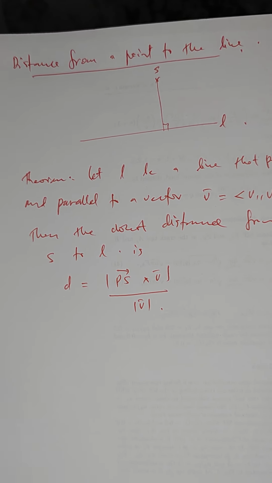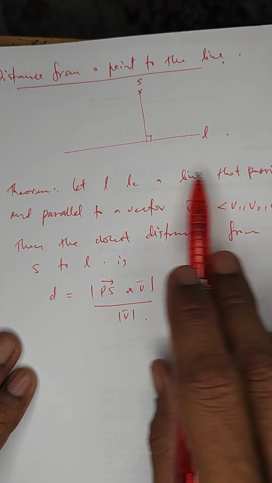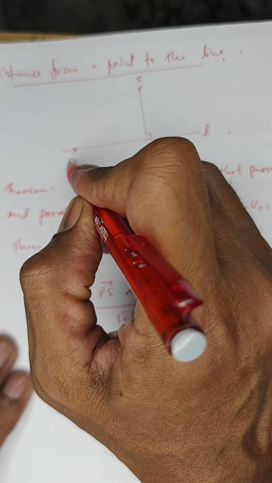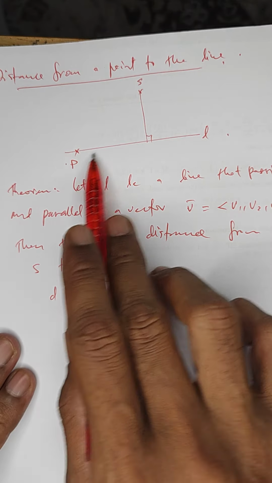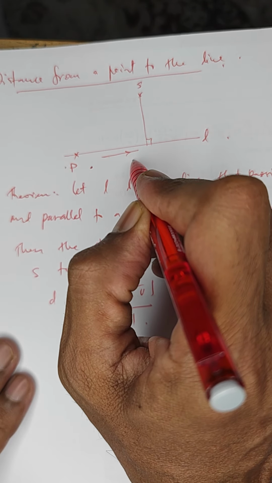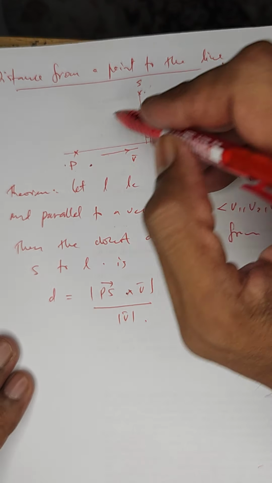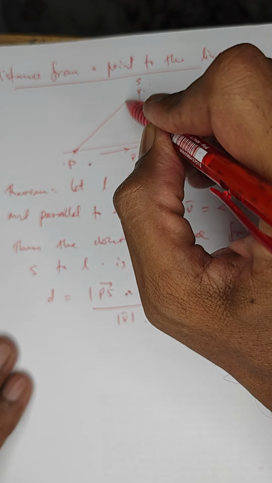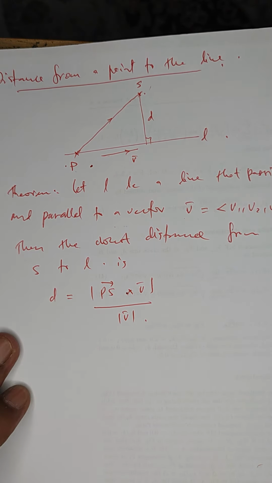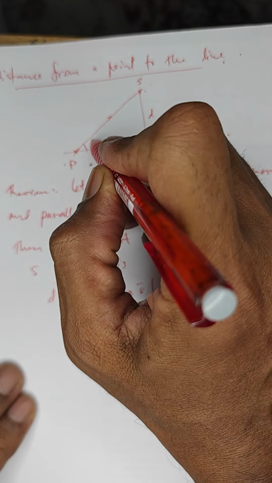Let's try to visualize this. Because line L passes through P, I can put P anywhere on the line. That's our point P. We also have a vector V that is parallel to L, so our vector V is here. And from these two points P and S, we can form a vector. This is your distance, the shortest distance, and let's say this is the angle theta.